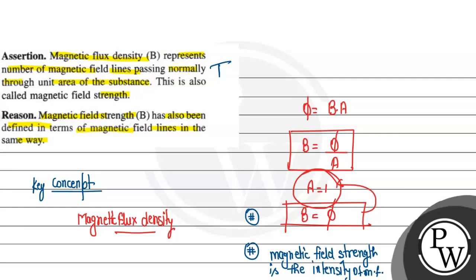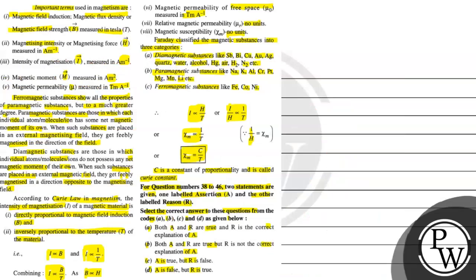So the assertion is true, but the reason is false. So if I go with the codes, code C is the perfect answer for this question.